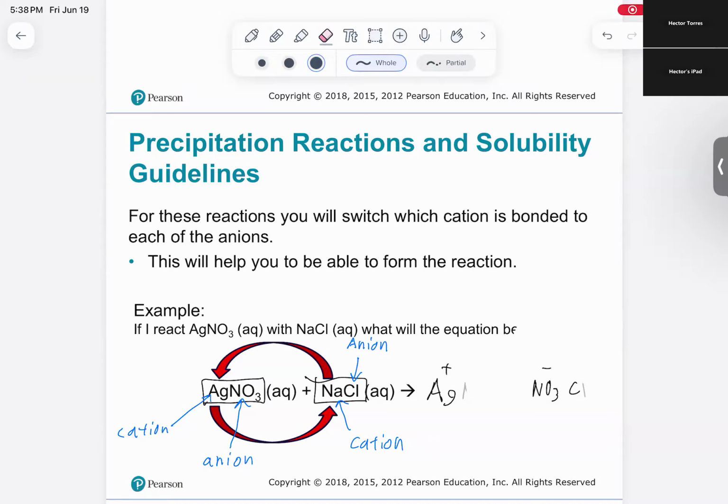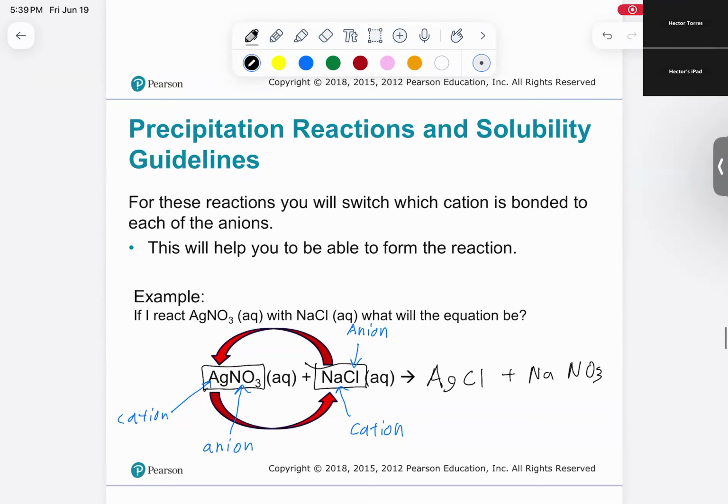So what we do instead is we have the cations bind to the anions that they weren't bound to before. Na, there we go, NO3. So that's exactly what we're going to do. We're going to switch them to the other cation and anion, and that's how we're going to predict the products. You're just going to have them swap which atom they're bound to.